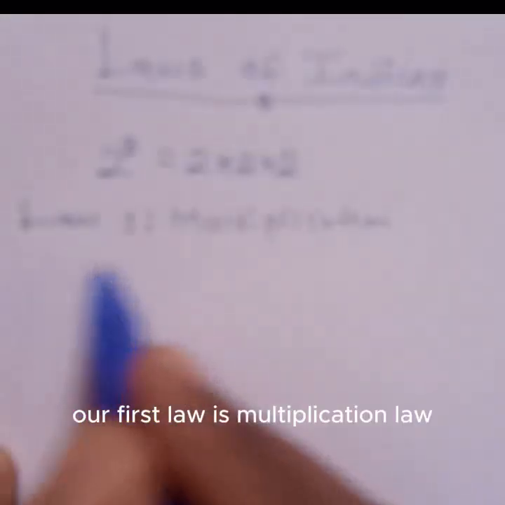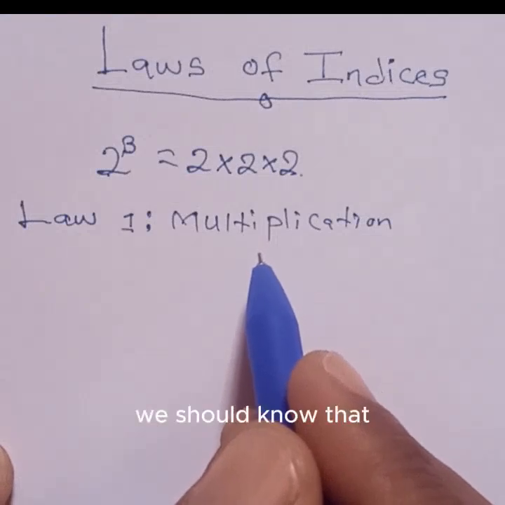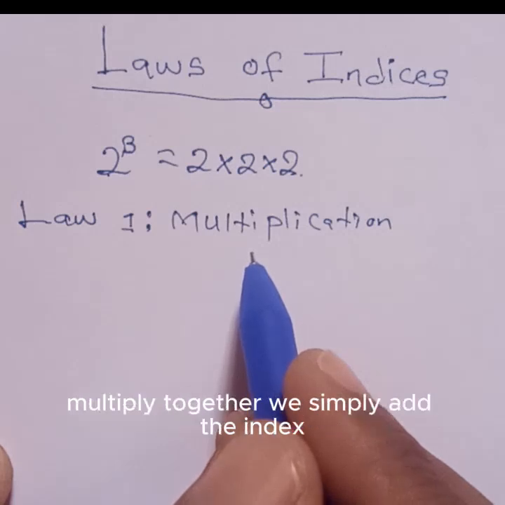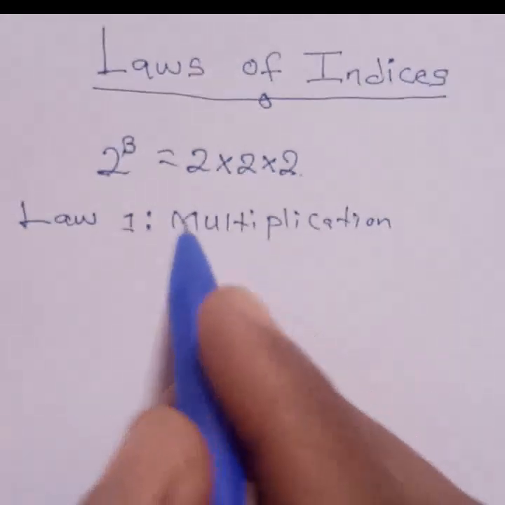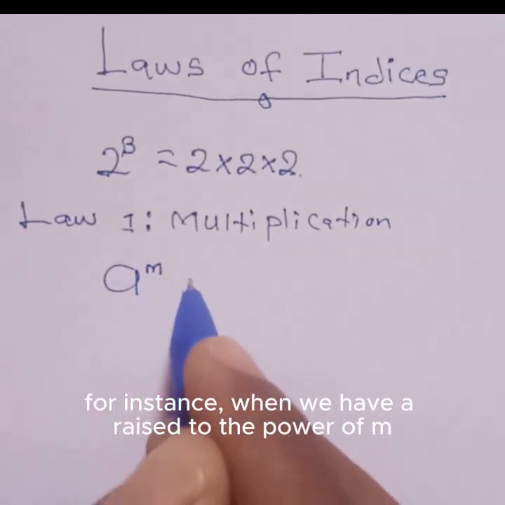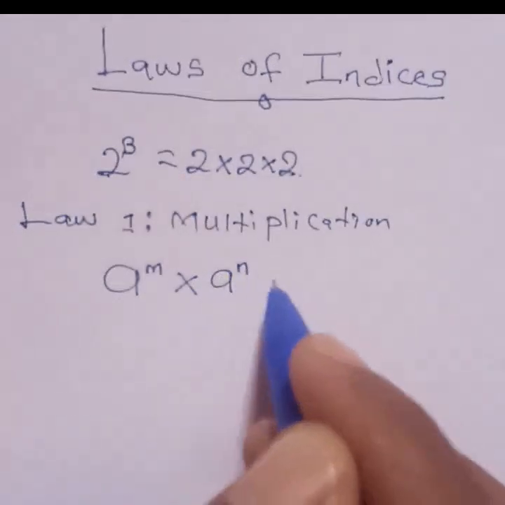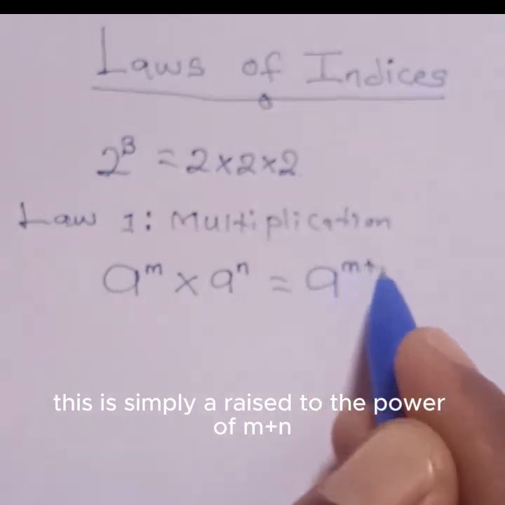Our first law is the multiplication law. We should know that when we have two or more numbers of the same base multiplied together, we simply add the index. For instance, when we have a raised to the power of m multiplied by a raised to the power of n, this is simply a raised to the power of m plus n.